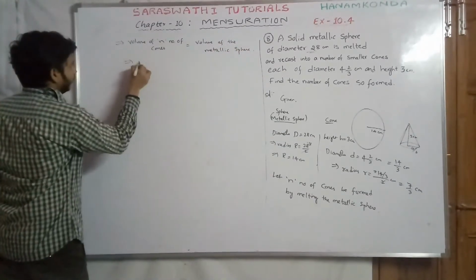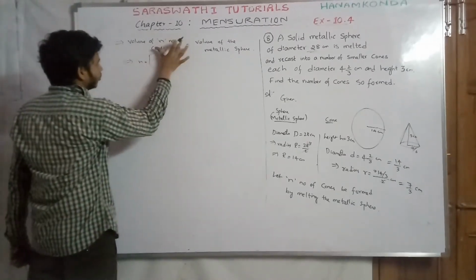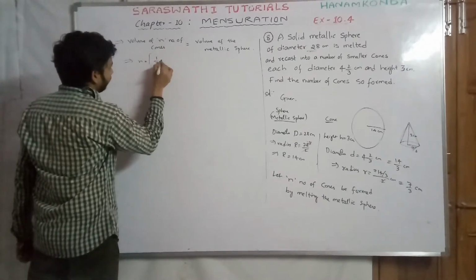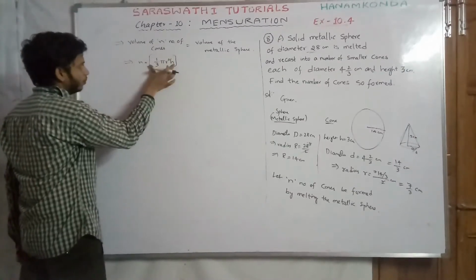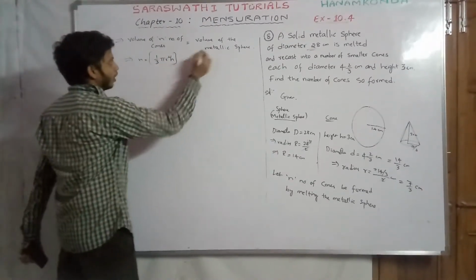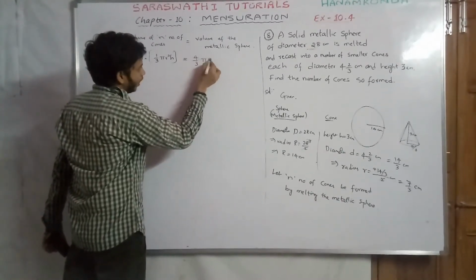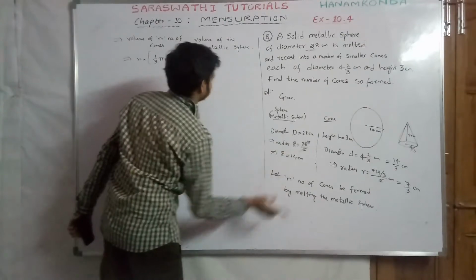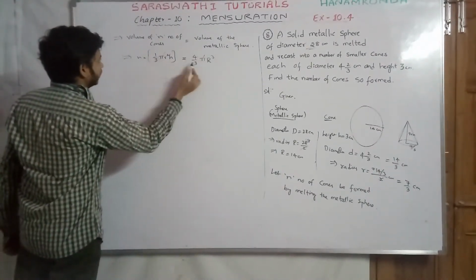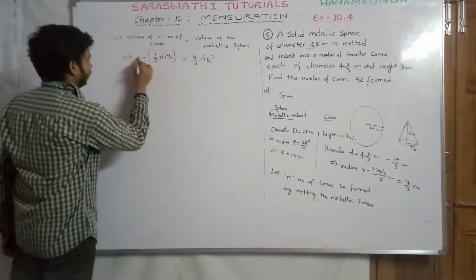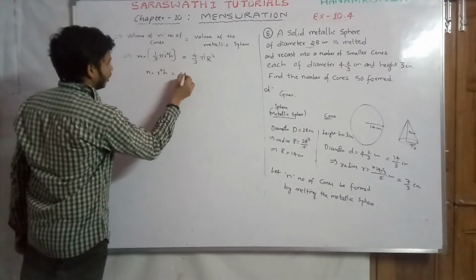So n times the volume of each cone. The formula for the volume of a cone is 1/3 pi r square h, so n into 1/3 pi r square h is equal to the volume of the metallic sphere. The volume of a sphere is 4/3 pi R cube, where capital R is the radius. Now pi gets cancelled, and the denominator 3 gets cancelled on both sides, so n r square h equals 4 R cube.